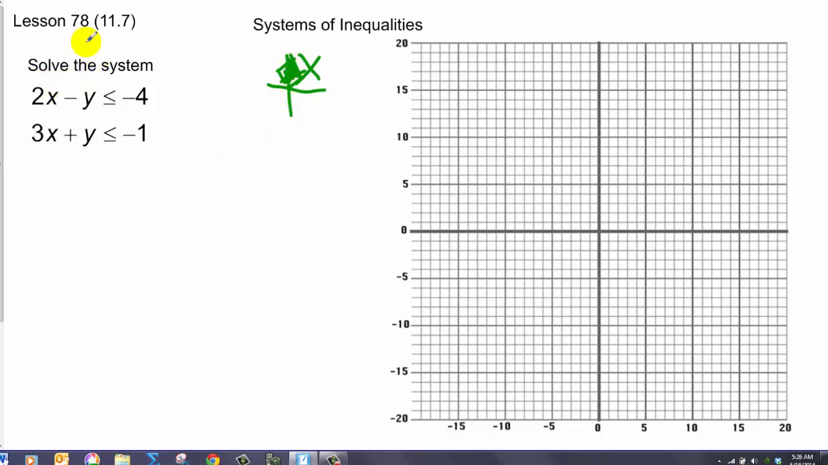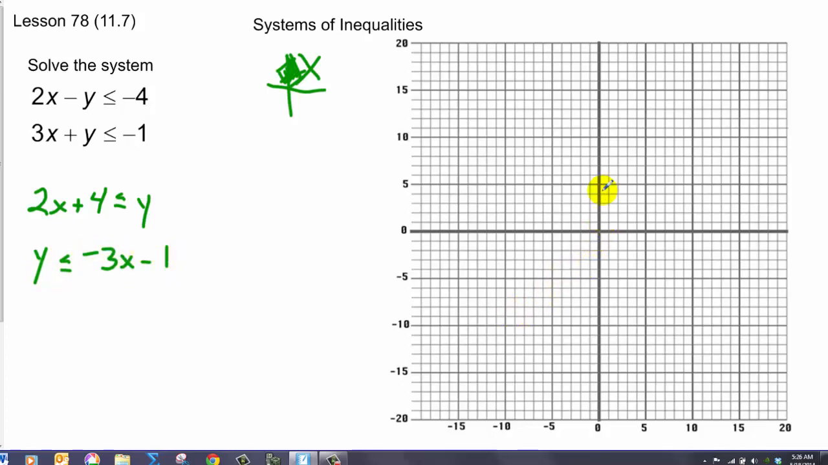So let's go ahead and do a simpler problem, very similar to an Algebra 1 type thing. We have to solve the system of inequalities here. I want to graph each of these two lines. I'll put them in slope-intercept form, and I get 2x plus 4 is less than or equal to y, and then y is less than or equal to negative 3x minus 1.